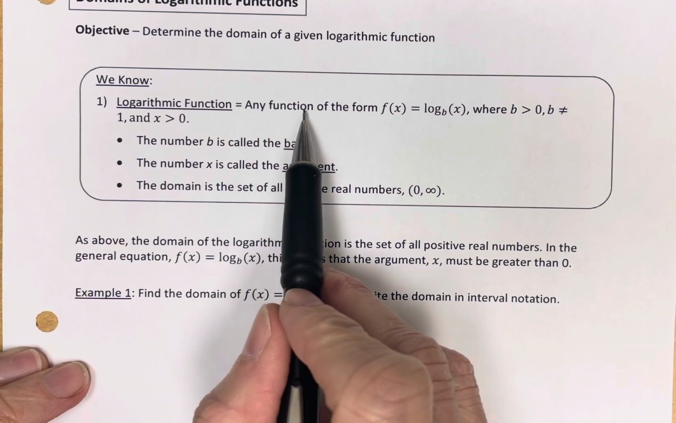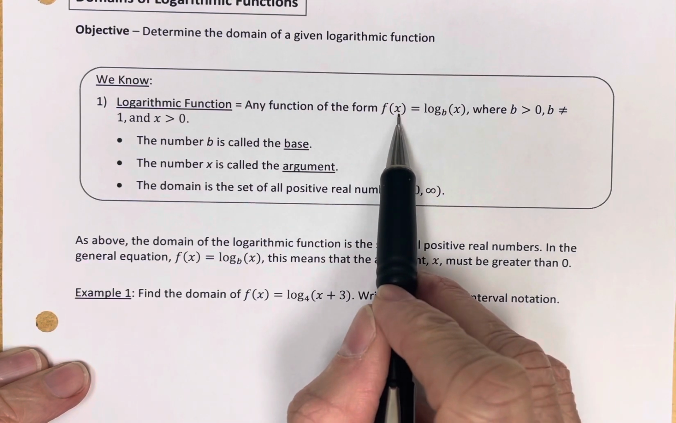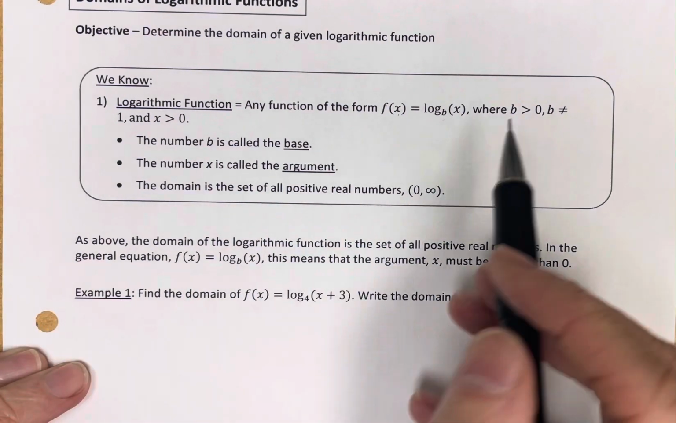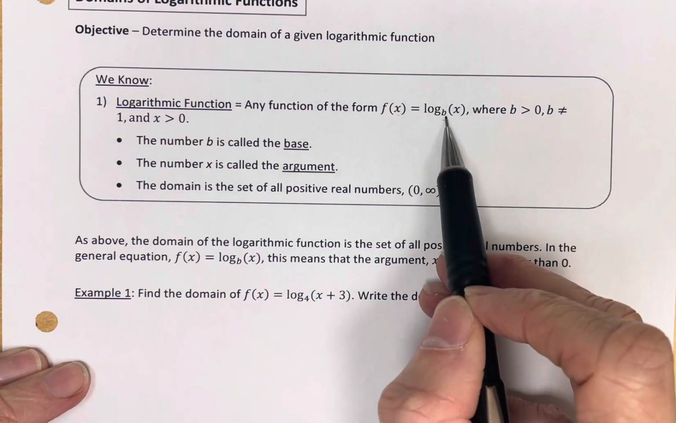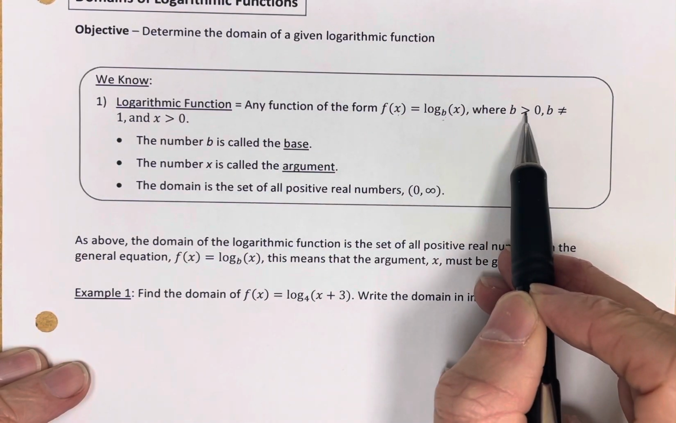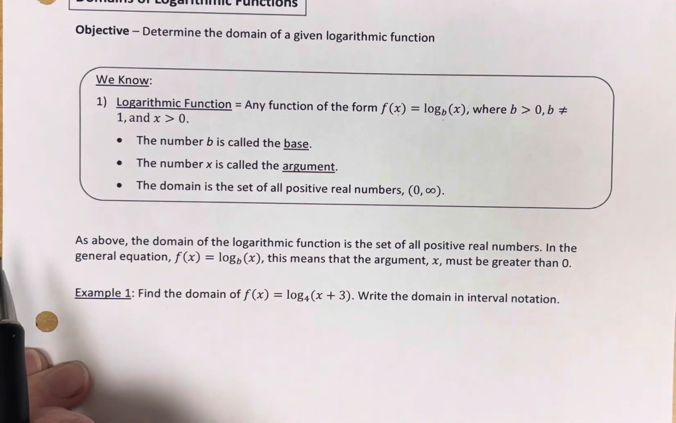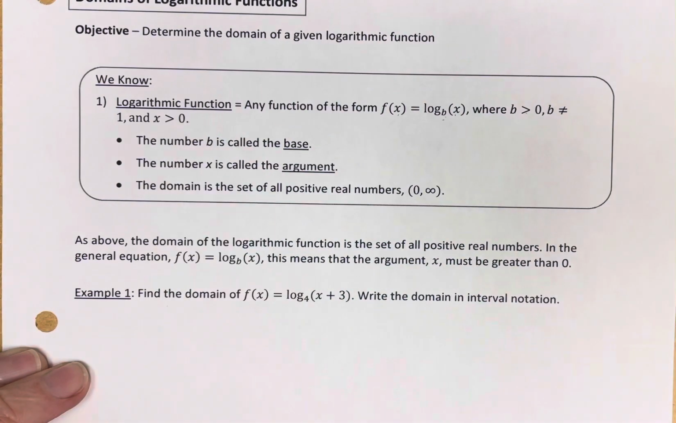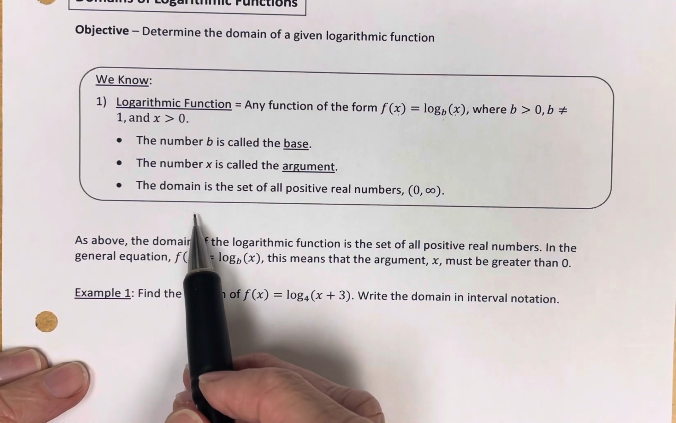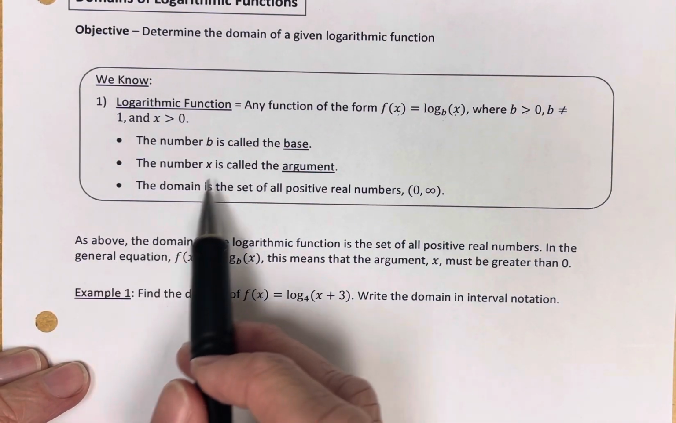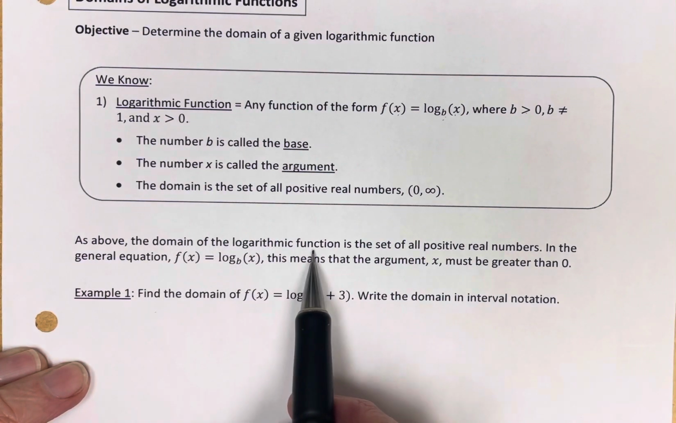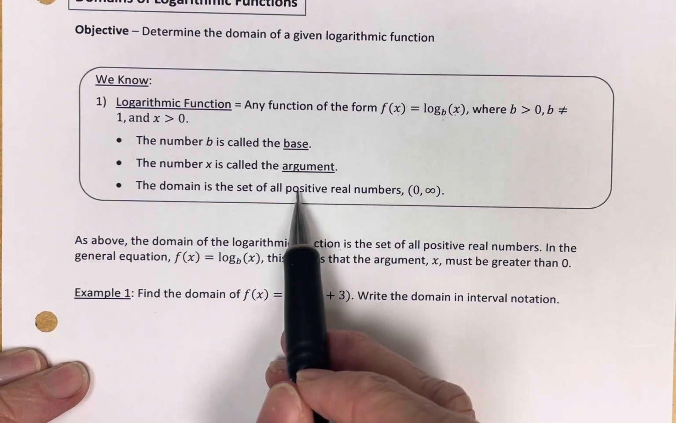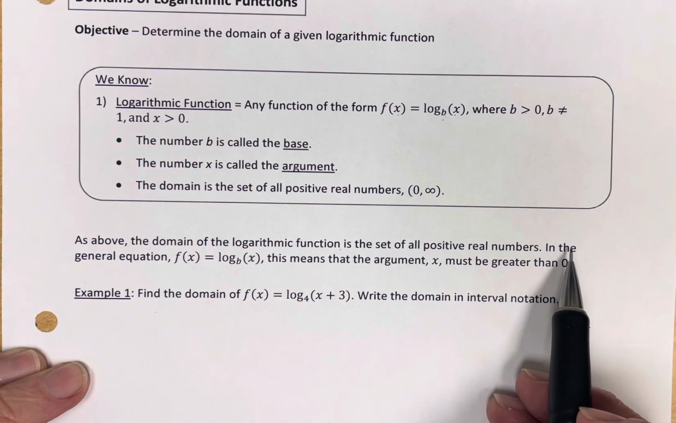It is any function of the form f of x equals log base b of x, where b, the base, is positive and not equal to 1, and x, the argument, is positive. As we see above, the domain of the logarithmic function is the set of all positive real numbers.